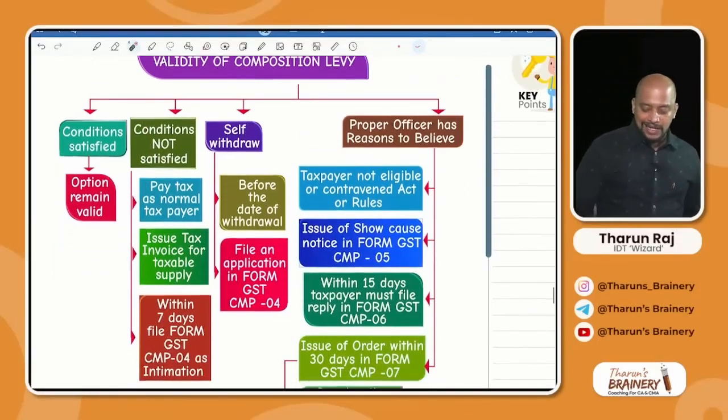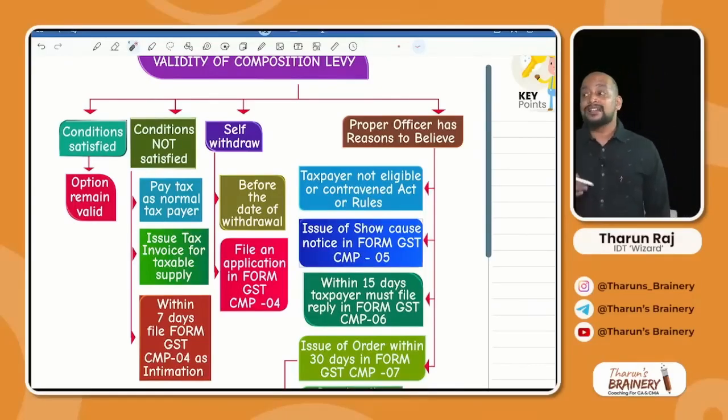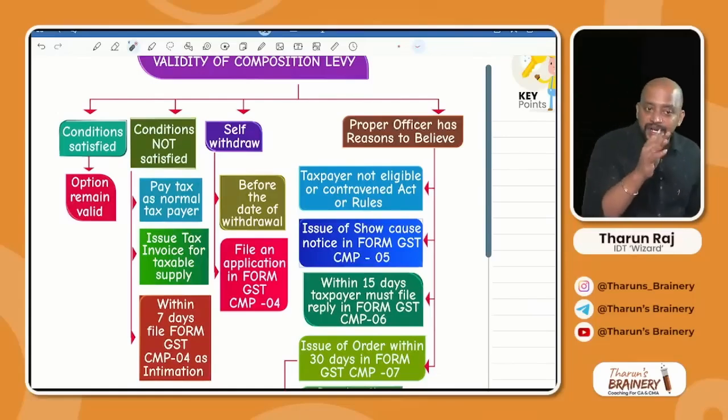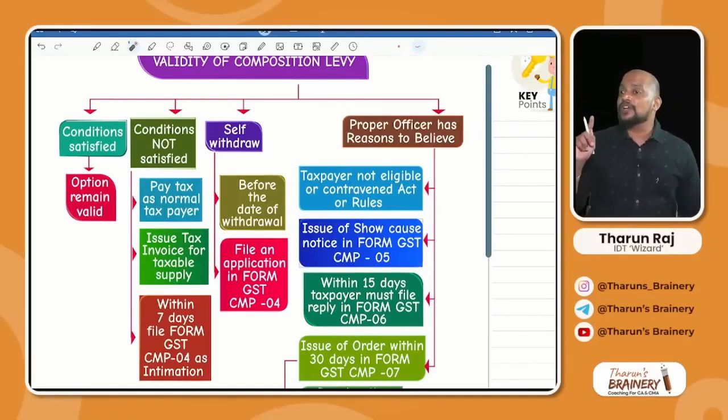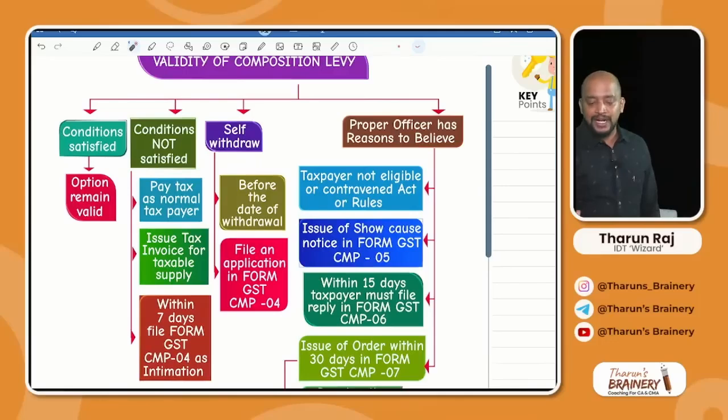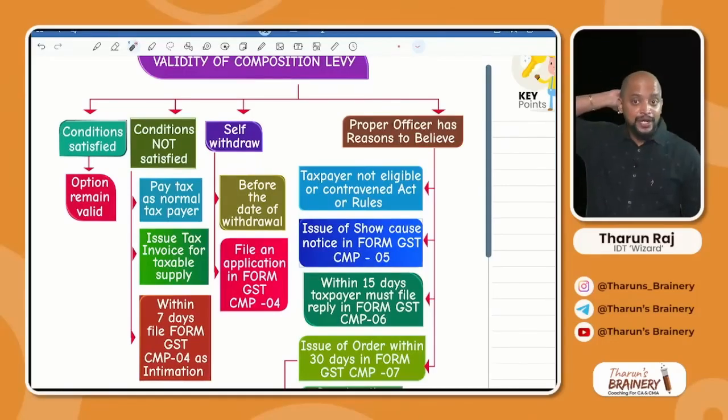What if the conditions are not satisfied? If the conditions are not satisfied, you need to pay tax as a normal taxpayer. For example, you cross the limit of 1.5 crores or you cross the limit of 75 lakhs or you started making interstate supplies, means you breach the conditions, means you need to exit from the composition scheme. What is the time limit within which you need to exit from the composition scheme? 7 days from the breach of condition. So whenever you breach the condition, from there within 7 days you need to exit.